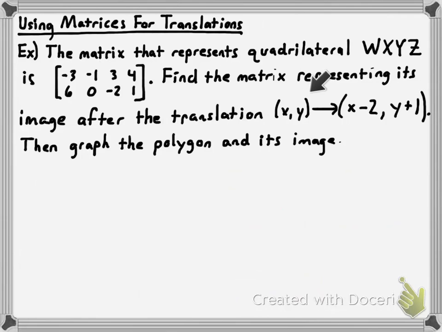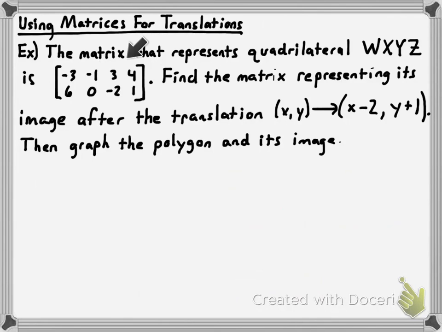Now, using your coordinate notation, you can see that the rule for this translation is that we're going to subtract 2 from every X coordinate and add 1 to every Y coordinate. And so that means we're moving 2 left and 1 up in this translation. Then we're going to graph the polygon and its image. All right, well, let's go ahead then and do the translation first, and then we'll do the graphing afterwards.